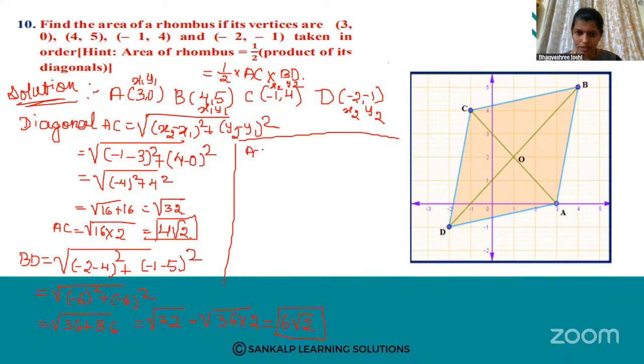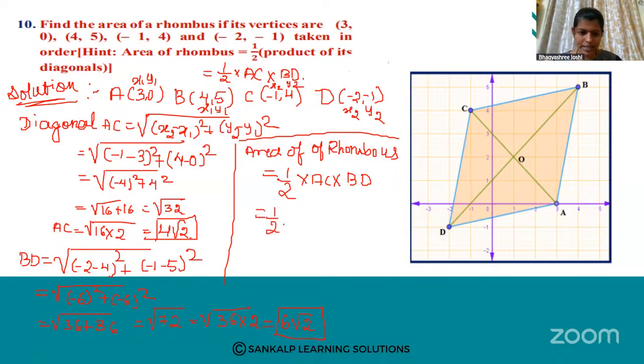Here I will do the area of the rhombus. This is also a very important problem. Area of rhombus is equal to half into product of its diagonals, that is AC into BD. So AC value is, dear children, AC value ಎಷ್ಟಿದೆ ನಮ್ಗೆ ಇಲ್ಲಿ, 4 into root 2, right? 4 into root 2 and BD value is 6 into root 2.